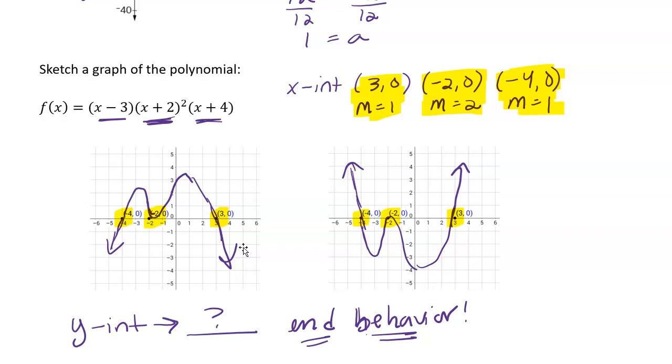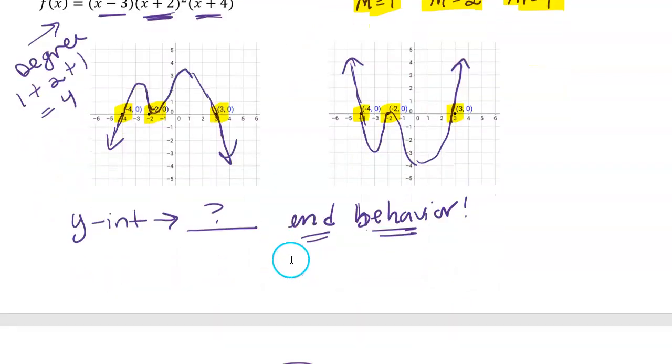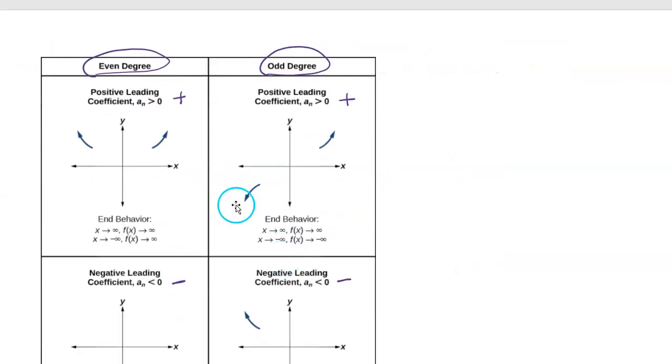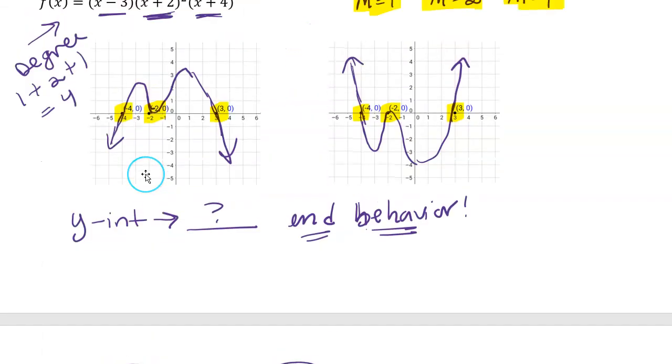Now for the degree, you add up your exponents. This is written in root form, so you add up your exponents. So we had an exponent of 1 here and an exponent of 1 here. So for degree, I want to think 1 plus 2 plus 1, which gives me a 4. So it's a fourth degree polynomial. All right, so go back to our chart. Sorry for the scrolling back and forth here. And we need to think about this first column, because we have an even degree. 4 is an even number.